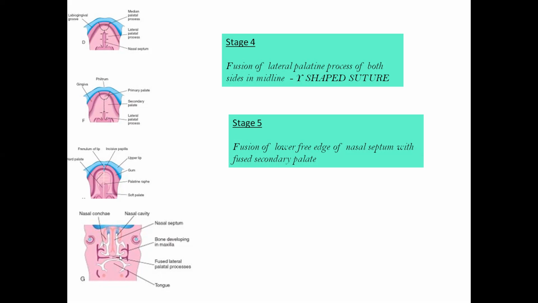This fusion begins from the anterior aspect and then proceeds backward. In this coronal section, we can see that the lateral palatine process of both the sides are fused. Stage 5 is the fusion of the lower free edge of the nasal septum with the fused lateral palatine process in the midline. This completely separates the nasal cavity of both the sides and also separates the nasal cavity from the oral cavity below.